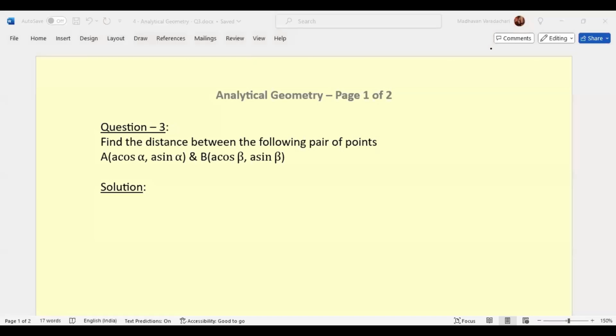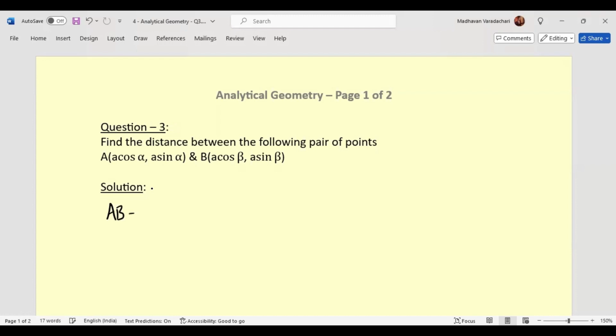Hello everyone. In continuation to our topic analytical geometry, this is question 3. Find the distance between the following pair of points. Point A is a cos alpha and a sin alpha, and point B is a cos beta, a sin beta. So we need to find out what is AB.